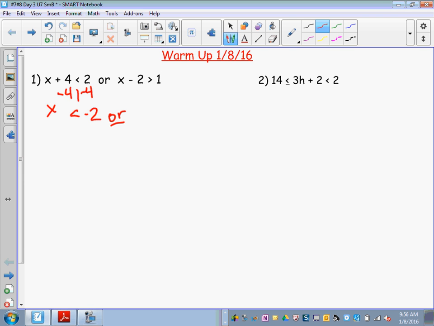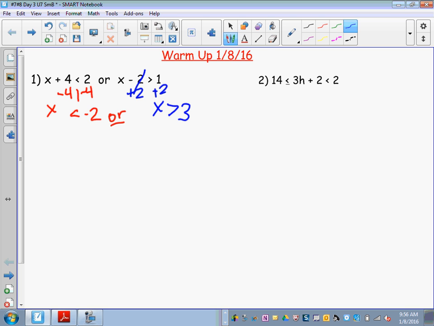Joe, what's the next step for this one? What do we do to both sides? Plus 2. Yeah, we add 2 to both sides. And what do we get when we add 2 to both sides? X is greater than 3.